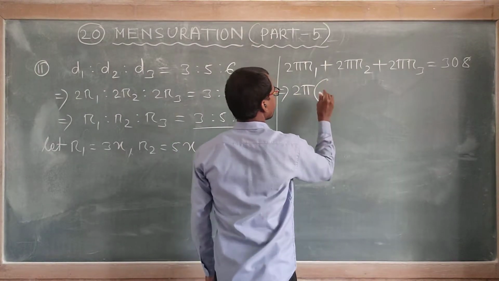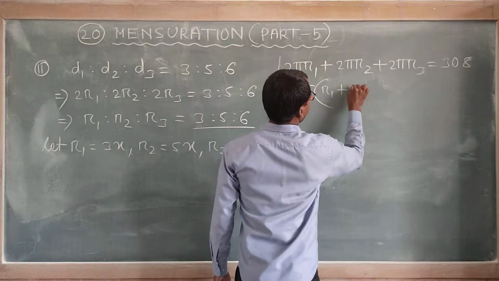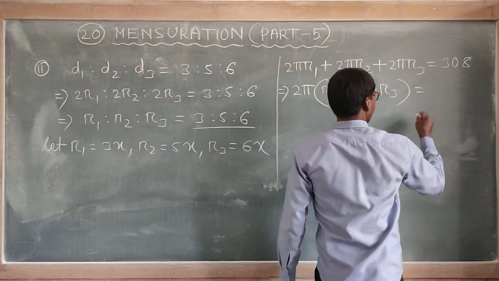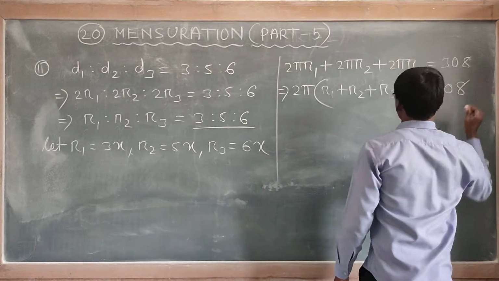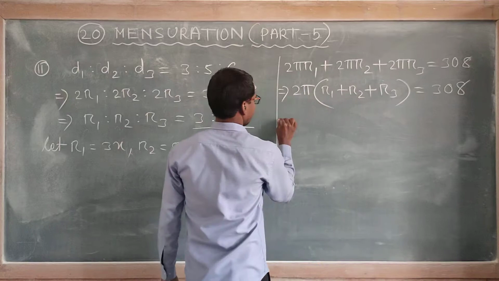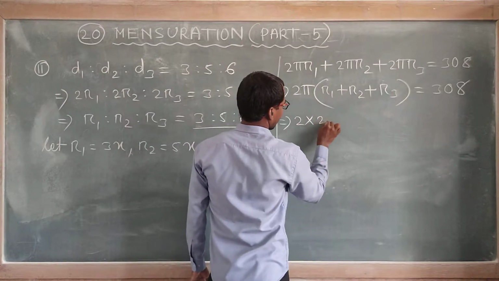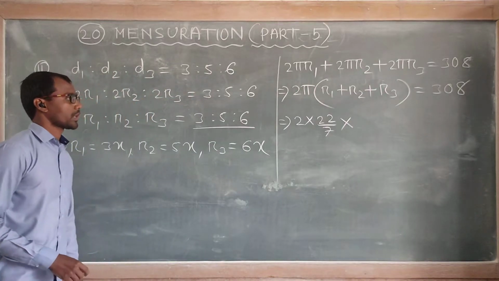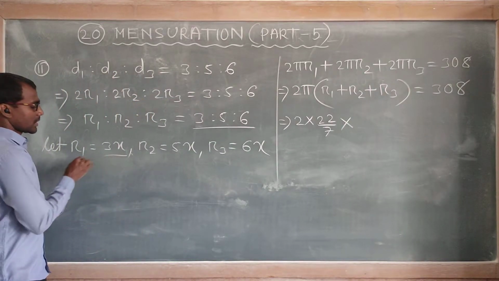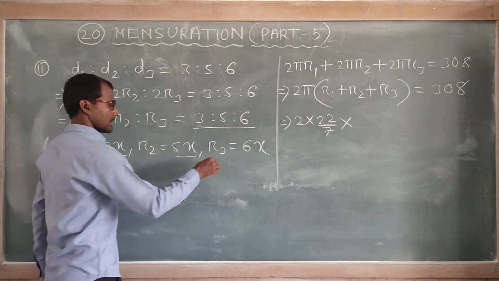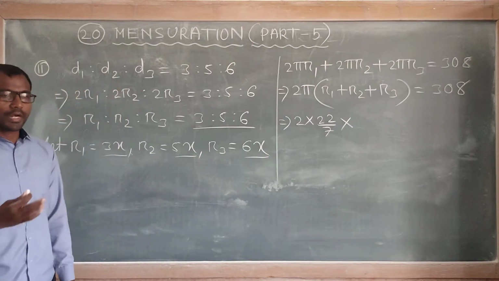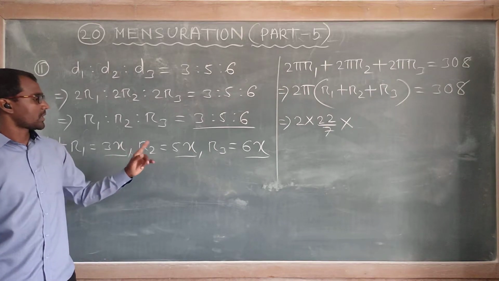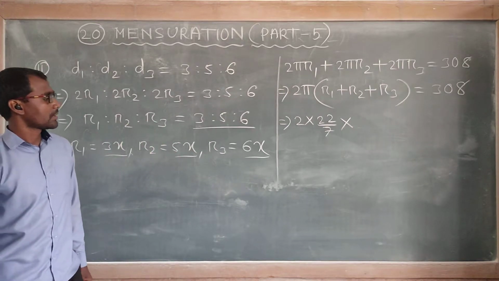2 pi times r1 plus r2 plus r3 is 308. 2 into 22 by 7 into. Now what is r1 plus r2 plus r3? r1 is 3x, r2 is 5x, r3 is 6x. If you add all these three, r1 plus r2 plus r3 is 3x plus 5x plus 6x, which is 14x.